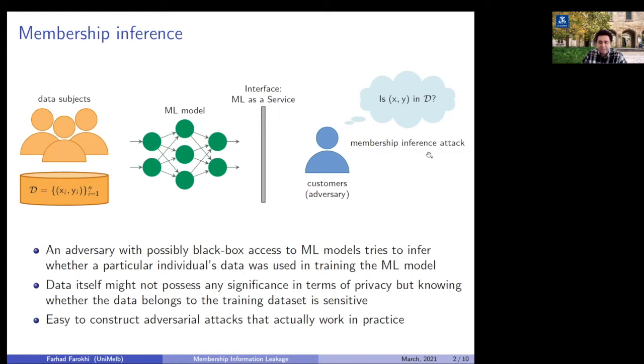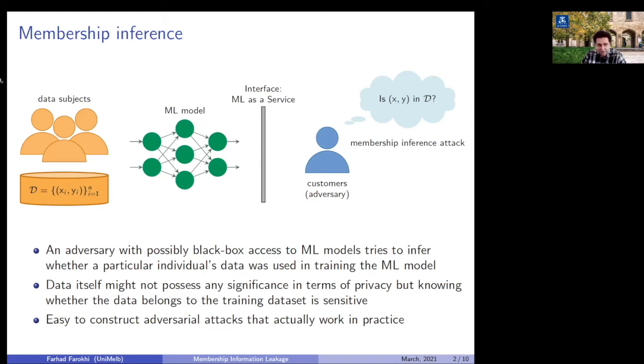Now, a membership inference attack matters when the data itself doesn't possess any significance in terms of privacy, but knowing that the data is part of that training data set might raise some privacy concerns. For instance, you can think of a startup company having the data of its customers and then training a machine learning model based on that data. And then you don't want banks, which would have access to the data of their people, for instance, the transaction information, the salary, the location they live, and all the other information, to be able to figure out if an individual was a customer of that startup company or not.